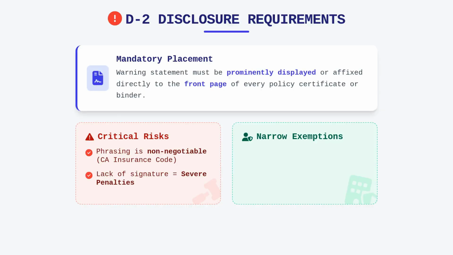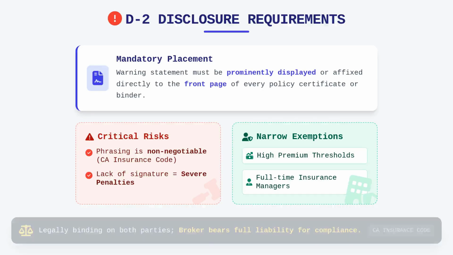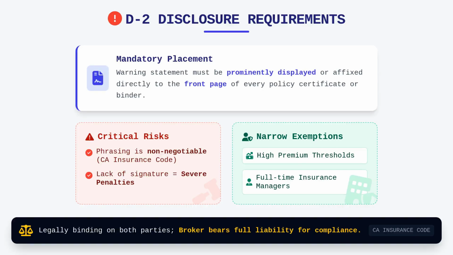There are narrow exemptions to the signed signature requirement, specifically when dealing with an industrial insured who meets high premium thresholds and employs full-time insurance managers. But for standard consumer placements, the disclosure is absolute. When a policy is bound under these conditions, the contract becomes legally binding on both parties, but the liability for compliance rests entirely on the shoulders of the transacting broker.